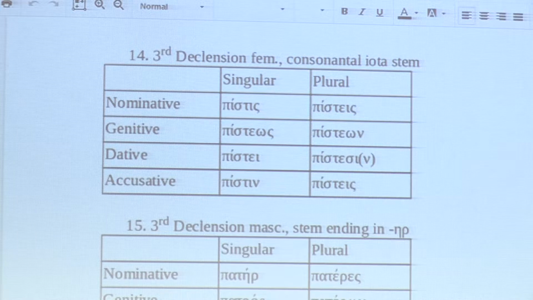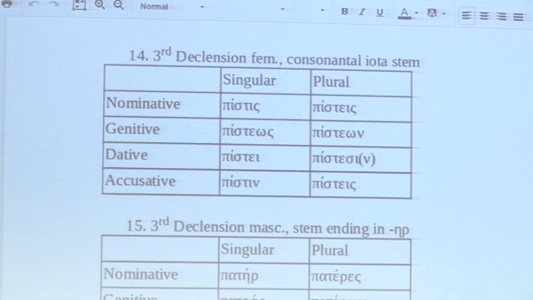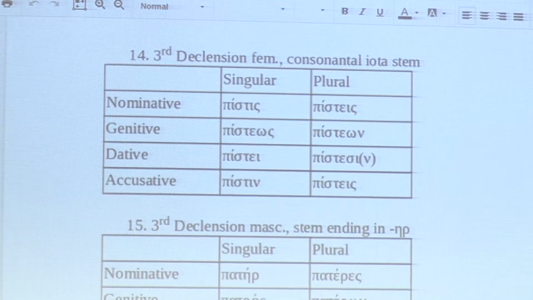It's a new I before E rule. A new I before E rule? Sure, yeah. Iota before a consonant, epsilon before a vowel. Okay. And that's a kind of weird accusative, isn't it? So pistis is a little bit more difficult.